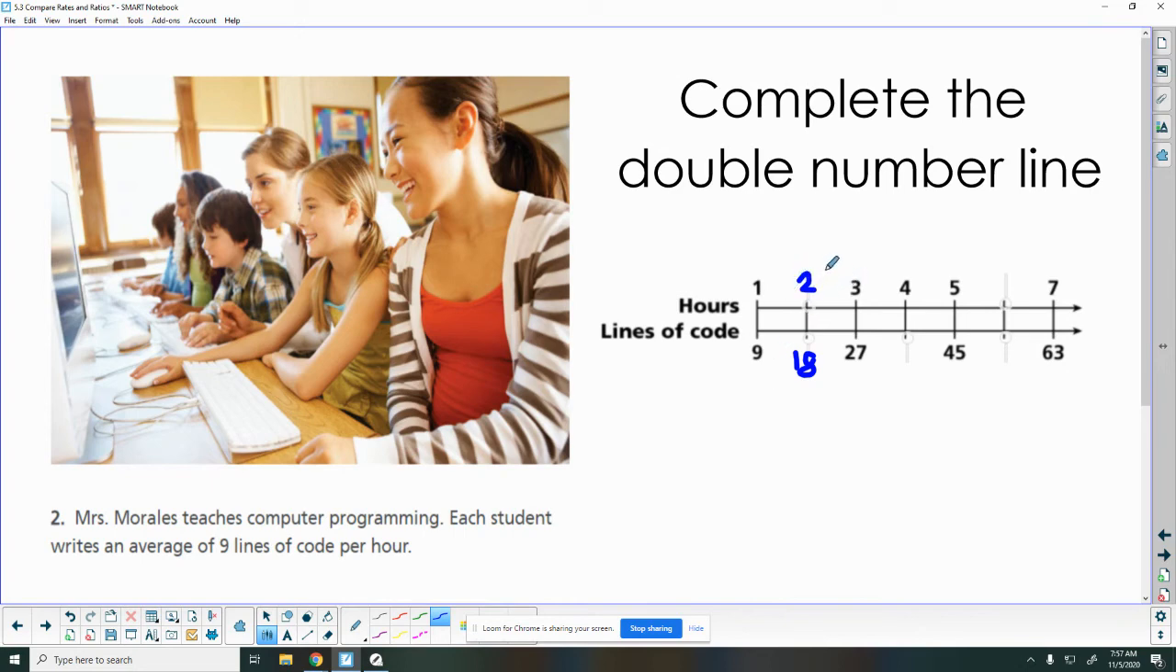Okay, so 1, 2, 3, 4, 5, 6. This is just counting by each hour. And then every hour they do 9 lines of code. 9, 18, 27, 36, 45, 54. So a pattern I notice is they're doing 9 every time. So 1 times 9 is 9. 2 times 9 is 18. 3 times 9 is 27. So if I wanted to figure out how much they did in 12 hours, I would times that by 9 and get 108. That is how much they did in 12 hours. So every hour is 9. So we're just multiplying by 9 each time.